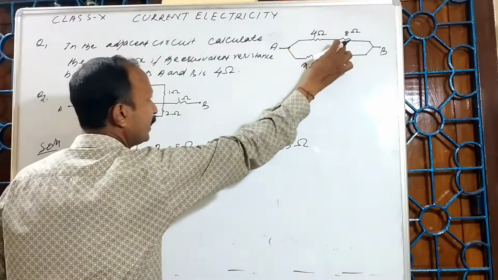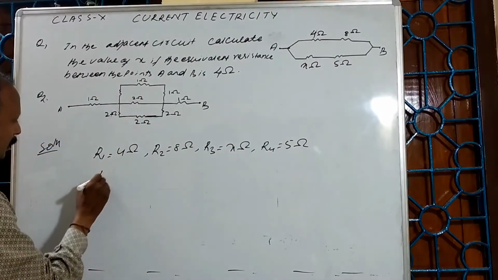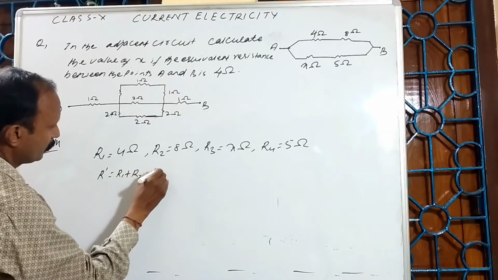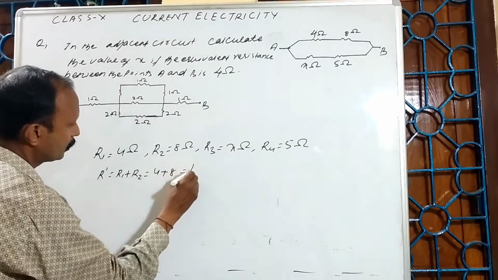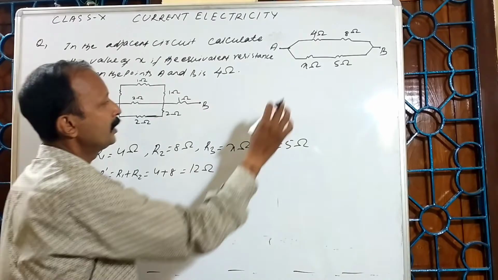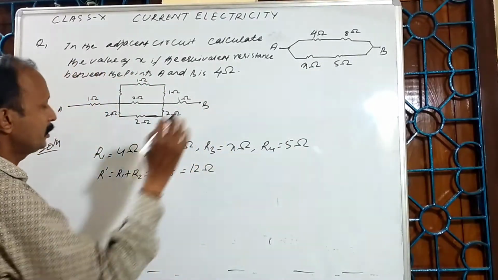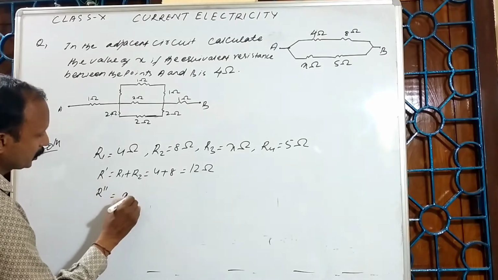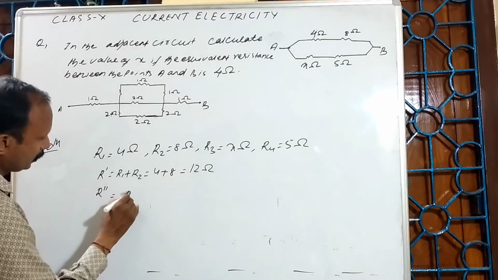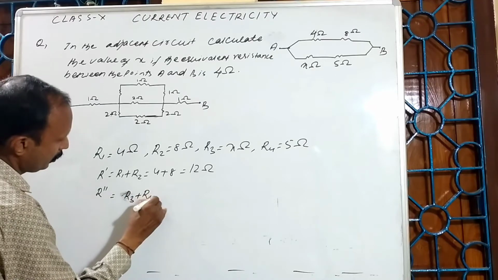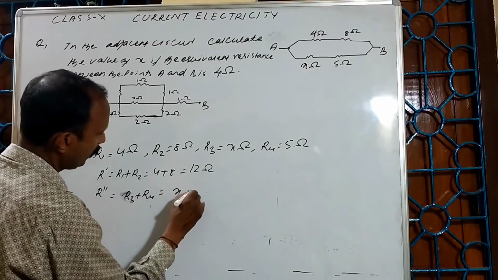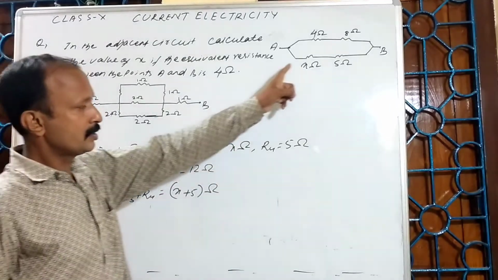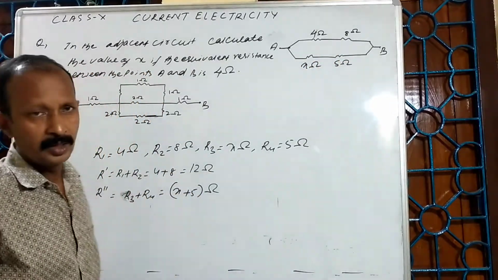Now these two are in series, so I can say that this R dash is equal to R1 plus R2 is equal to 4 plus 8 is equal to 12 ohm. These two are also connected in series. So R double dash, I can say, this is R3 plus R4 is equal to X plus 5 ohm. But the equivalent resistance between them is given as 4 ohm.